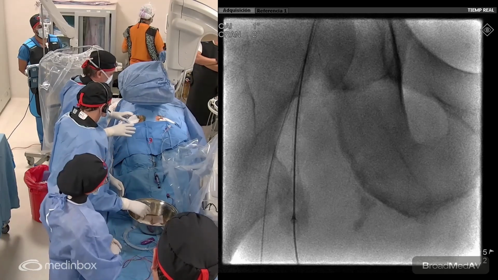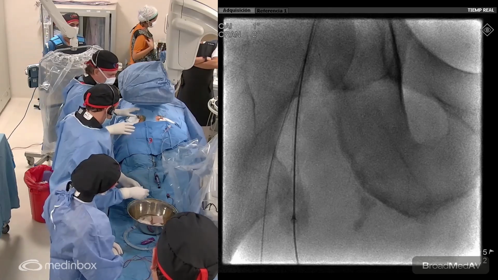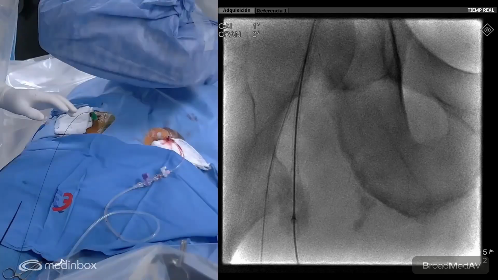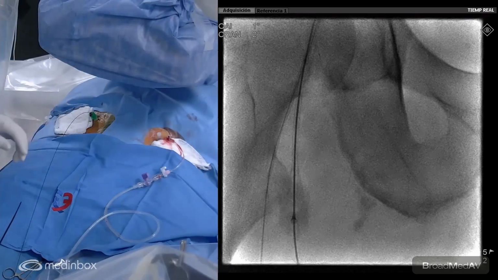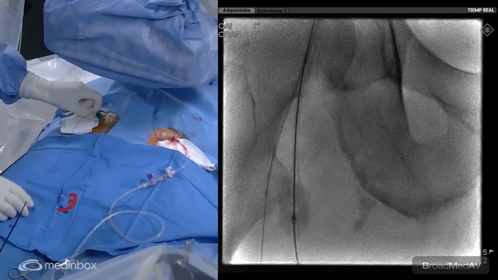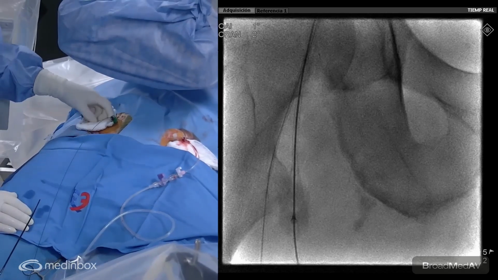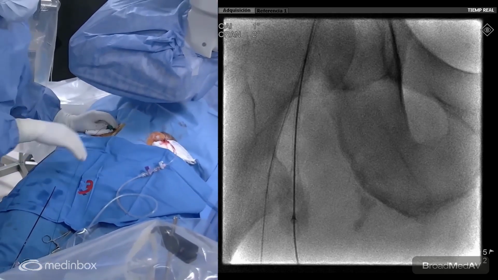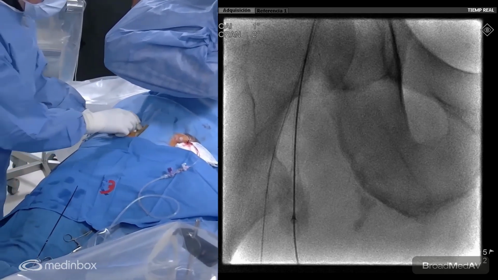Probably you say, why are you spending so much time? Because in this kind of patient, vascular complication is one of the most important issues, although they are young and have almost normal arteries. So what we are going to do now is to put the first ProGlide.